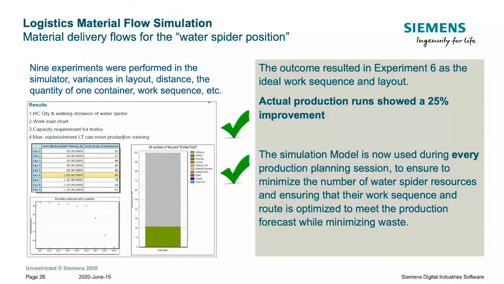We actually performed 9 different experiments of routes, pickup, and drop-off scenarios, and tried to simulate the total route times for this water spider position. In our case, experiment 6 ended up being the ideal solution. We put it to the test, put it into production, and found a 25% improvement. Again, the simulation model was proved out and is now usable for future changes in schedules, work orders, and material requirements by the production planners.